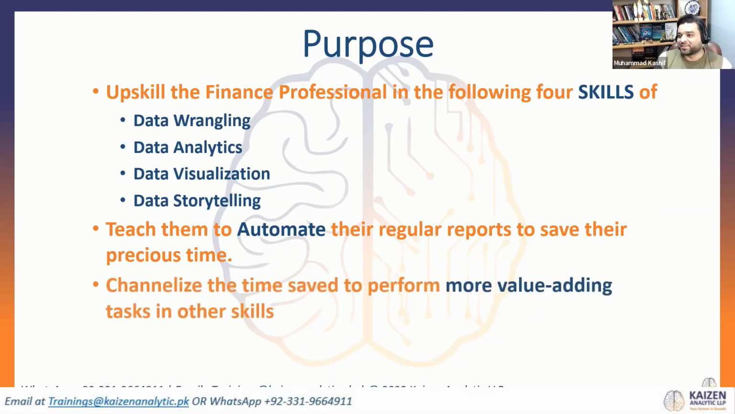And the third important thing: once you save your time, you can channelize it to more value-added tasks and acquire more value-added skills. We'll discuss that part. So these are the crux of the learning objectives, or you can say the course outline. What is the purpose of our course? 4 skills, and these 4 skills will trickle down and have their effect.